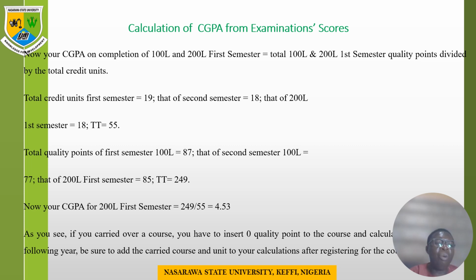Now your CGPA for 200 level first semester will be 249 divided by 55. Adding the total credit units of both first and second semester of 100 level and first semester of 200 level gives 55, and adding all the quality points gives you 249. So if you divide 249 by 55, it gives you 4.53.